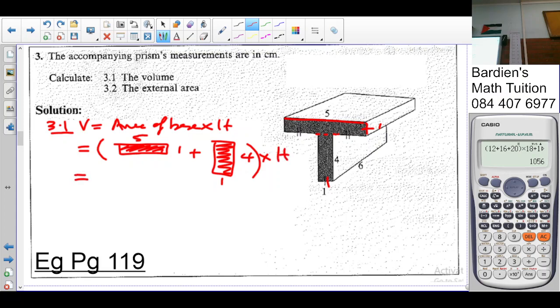So let's go with that. How do you calculate the area of a rectangle? Length times breadth. So it's 5 times 1 plus 4 times 1, times the height of this object, which is 6. So that gives you 5 plus 4 is 9. 9 times 6 is 54 centimeters cubed. Who got 54? Nobody. But does it make sense? Yeah.